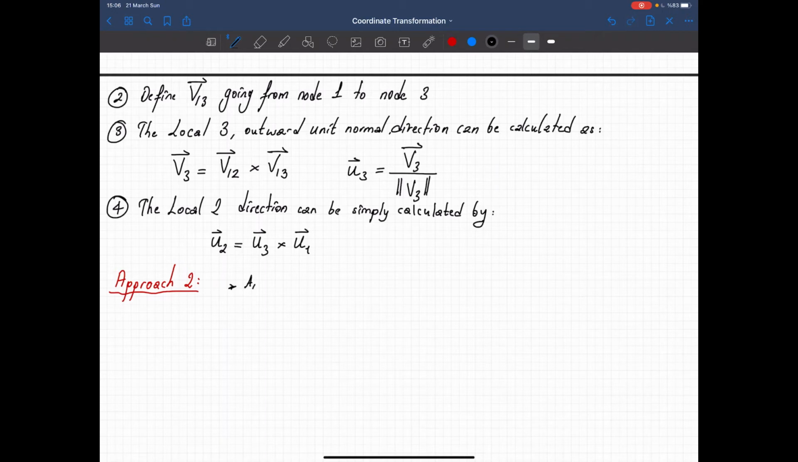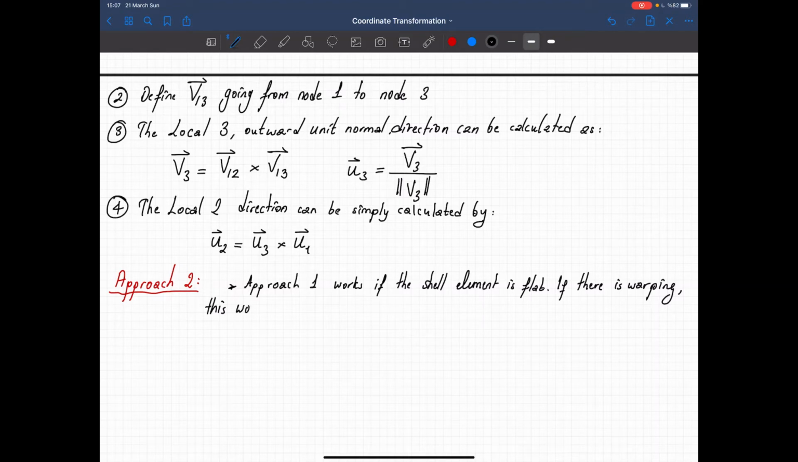So approach 1 works if the shell element is flat. If there's warping, this approach won't work, because it doesn't use the coordinates of the fourth node.